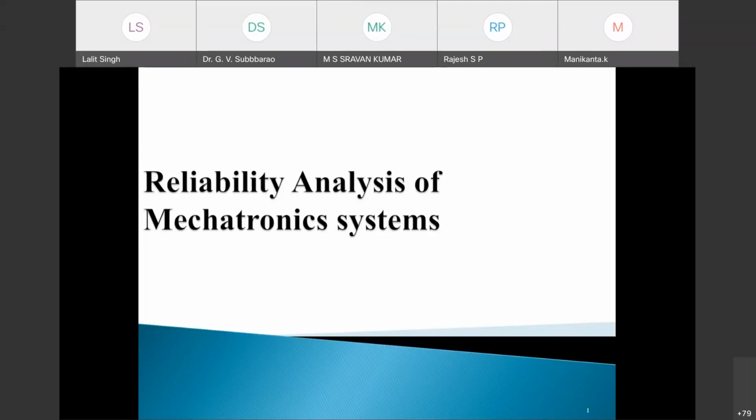Mechatronics systems. Generally people use these terminologies for reliability, safety, performability interchangeably, but they have a very clear demarcation. We need to understand what each and every terminology means. And these are the attributes of dependability, which is a non-functional attribute.